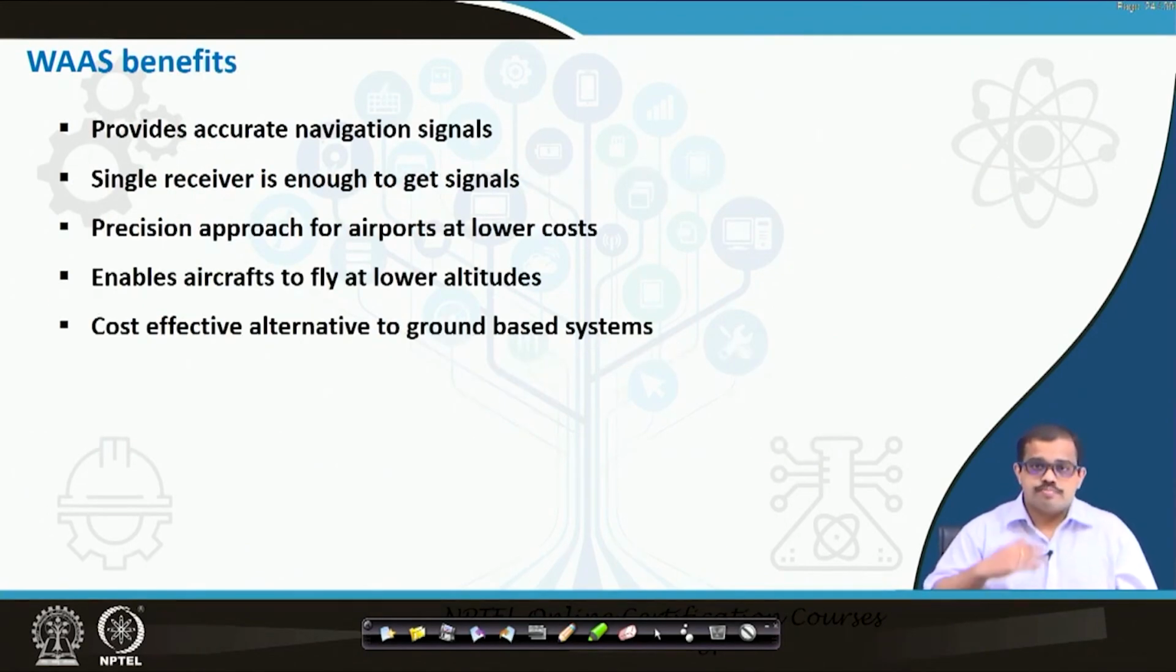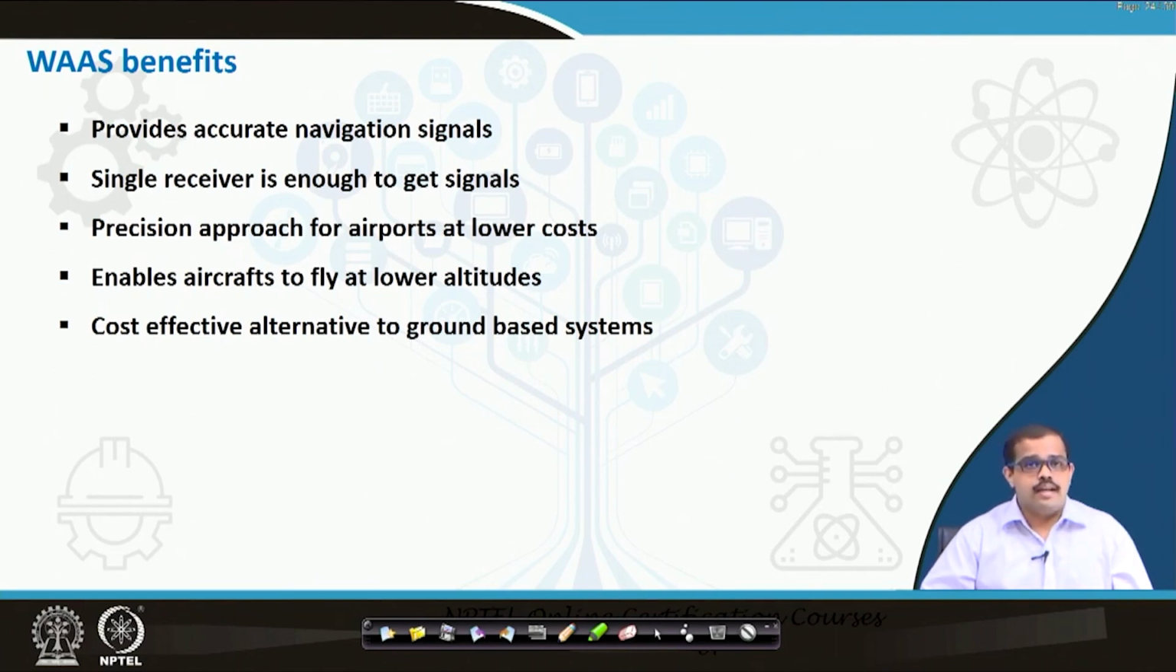Okay. So, that has provided a large number of benefits. Now it is being migrated to various other places, and when you look at WAAS benefits, it provides accurate navigation signals. We have seen how it actually helps in navigation. A single receiver is enough to get signals, we do not need multiple receivers. Precision approach for airports at very low cost. In fact, when you look at the maintenance, the reception, and the quality of signals, it is at a very low cost.